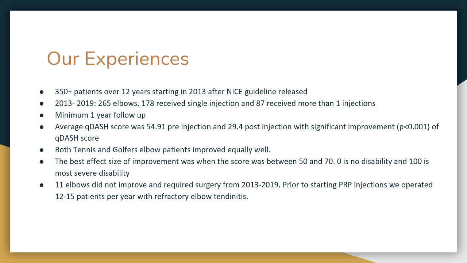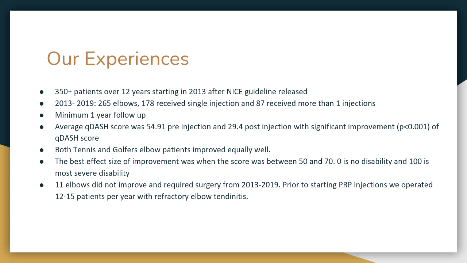The average quick dash score was 54.9 pre-injection and 29.4 post-injection, with significant improvement on the score. Both tennis and golfers elbow patients improved equally well. The best effect size of improvement was when the initial score was between 50 and 70.